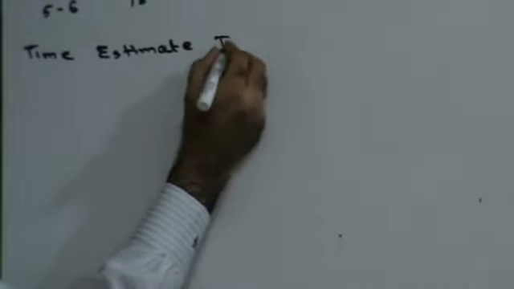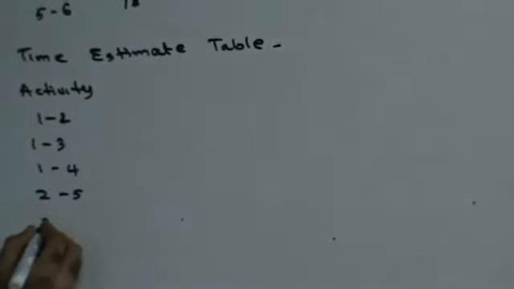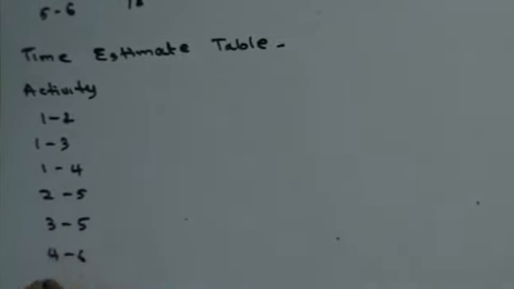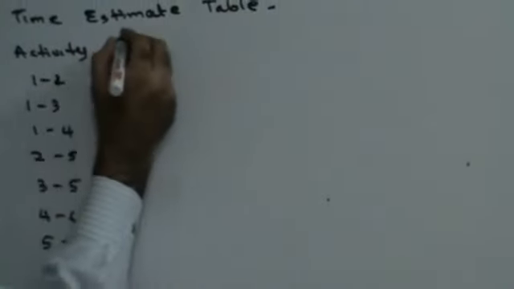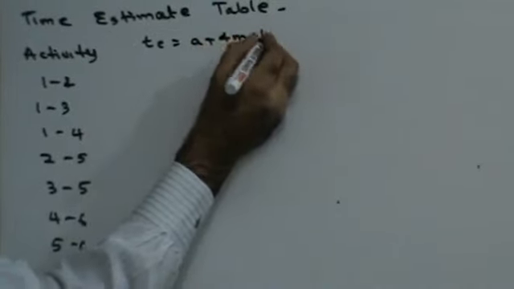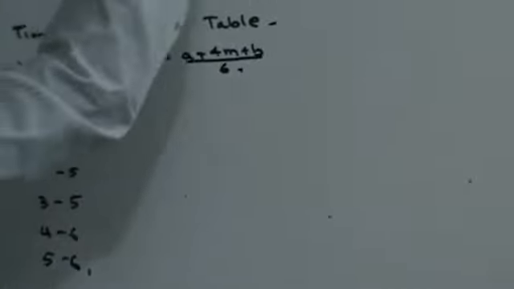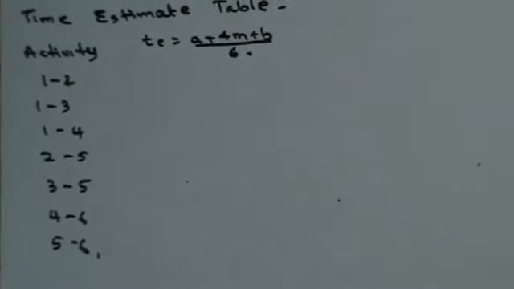Now for PERT analysis, the first thing you have to do is make a time estimate table. Let's make the time estimate table, guys. Activity: 1 to 2, 1 to 3, 1 to 4, 2 to 5, 3 to 5, 4 to 6, 5 to 6. First, let's find out the expected time. How do I find out expected time? A plus 4m plus b upon 6, where A stands for optimistic time, M stands for most likely time, and B stands for pessimistic time.